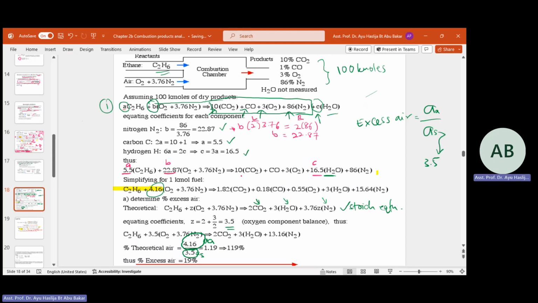Okay, just now we assumed all of these moles by assuming 100 kmoles of dry product. Okay, in order to get the A actual, we have to assume the fuel is 1 kmole. Sorry, fuel is 1 kmole, not product. So what do we get here? Simplify so that you get the fuel as 1. Okay, do you know the reason why?